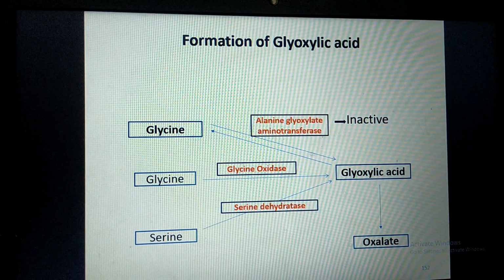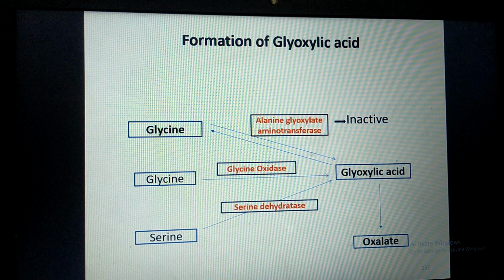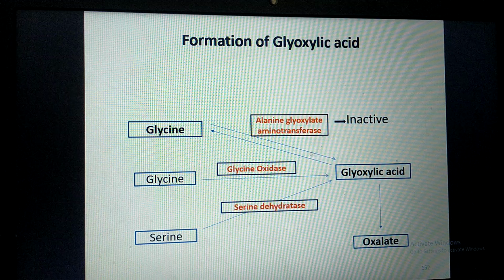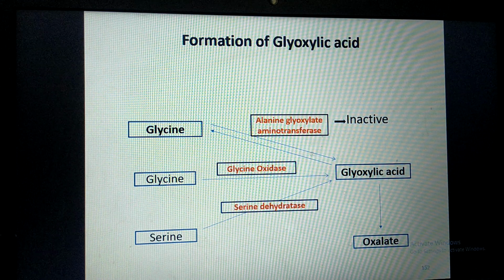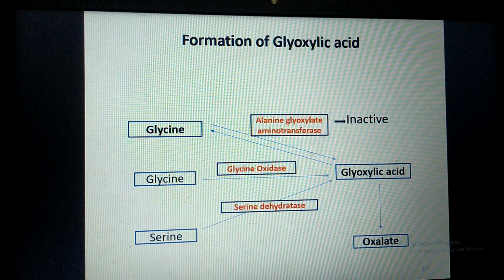Now we will see in short about glyoxylic acid. Basically this glyoxylic acid is synthesized in our body from catabolism of two amino acids. First is glycine that we have studied by two pathways: the transamination pathway, where the enzyme is alanine glyoxylate aminotransferase, and second the glycine oxidase pathway. And third is from serine with the help of the enzyme serine dehydratase.